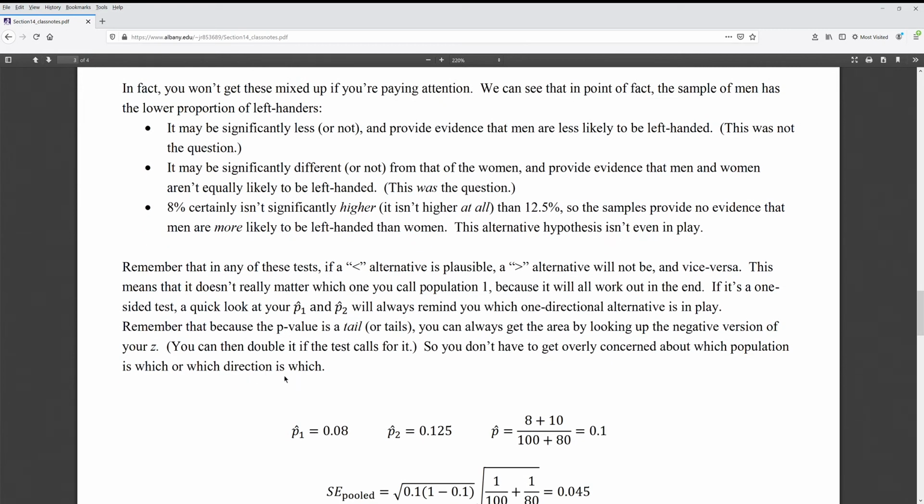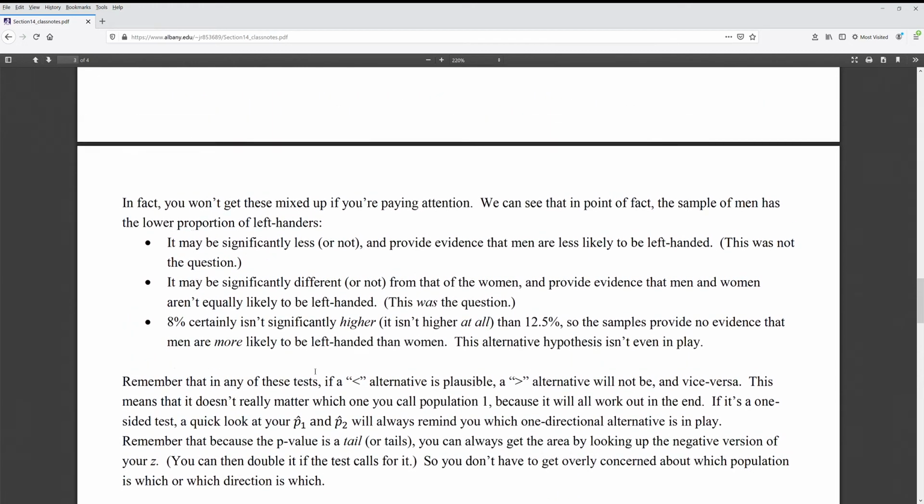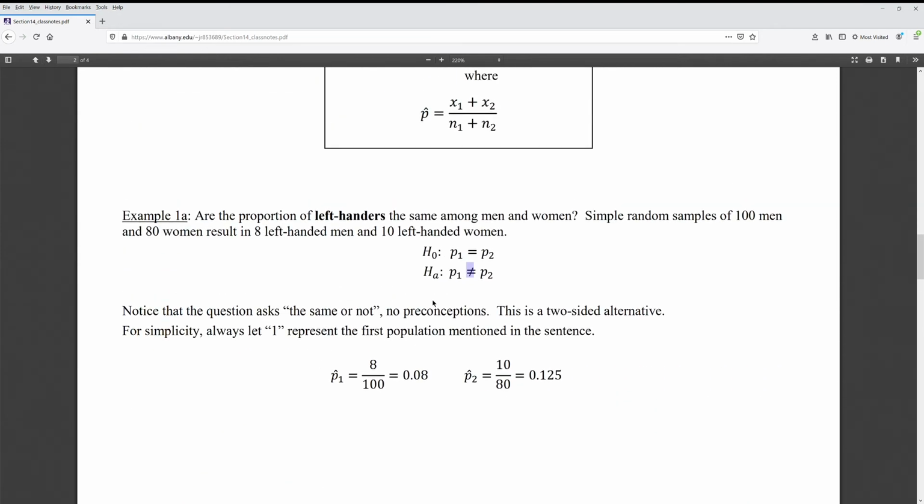Notice, by the way, we don't have to get too bogged down in which one we call 1 and which one we call 2. In the end, that's just going to change our logic. It's just going to switch things up a bit. If it's really going to bother you, then let 1 be the first thing that meets you in the sentence, men in this case, and let women be the second thing that meets you in the sentence. But ultimately, it doesn't really matter which one you call which. If we label things the other way around, well, in this case, the numbers might make it plausible that P1 is less than P2. That wasn't our question, but it could have been.